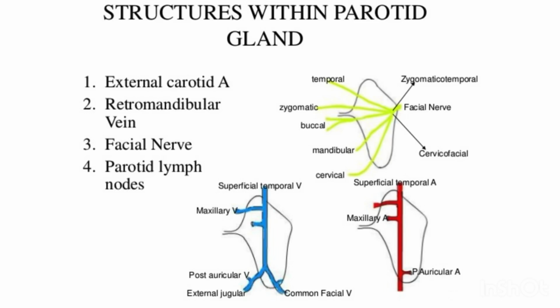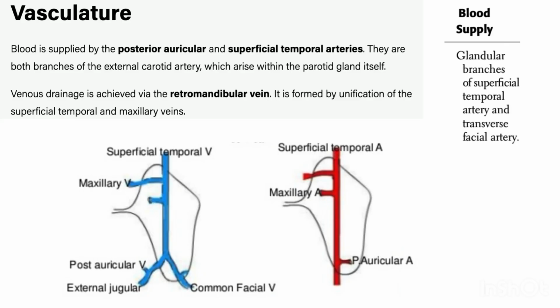So P is for posterior auricular vein, P is for the posterior division. Now, as we discussed earlier, blood is supplied through the posterior auricular and superficial temporal arteries. These are both branches of the external carotid artery. Along with the external carotid artery, blood is also supplied through the transverse facial artery.